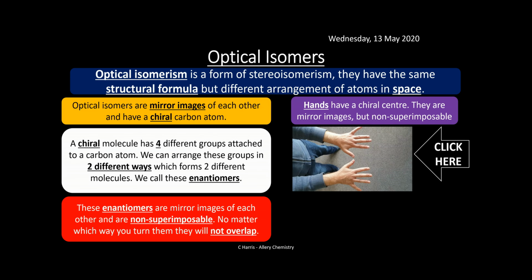Hands have a chiral center and they're mirror images, but they are non-superimposable. So you've got a picture of my hands here, and it's actually a short video clip, just to try and illustrate what we mean when we say it's non-superimposable. Before I play the clip, you can see that they're mirror images of each other. This is a mirror image of that hand, but actually they're non-superimposable. So let's have a look and see what I mean.